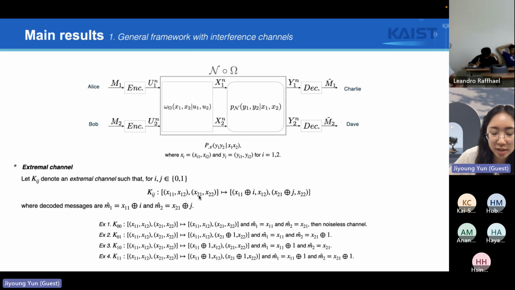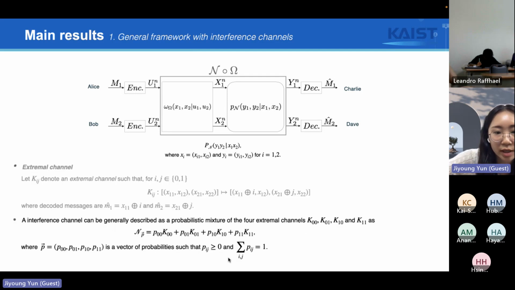There are 4 inputs of the channel: x11, x12, x21, and x22. The first bit could go with a noiseless channel or with a bit-flip channel, and the second bit also goes with a noiseless channel or with a bit-flip channel. So here we define the extreme channels. K00 means noiseless, K01 means x11 will go noiseless and x21 will be flipped like this, K10 means x11 will be flipped and x21 will go noiseless, and K11 means both x11 and x21 will be flipped.